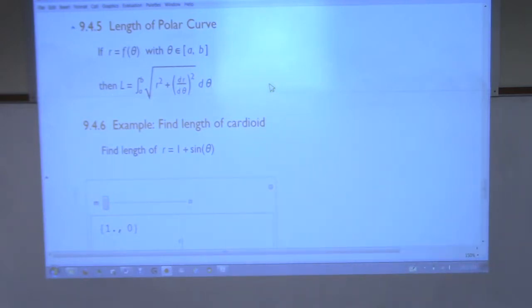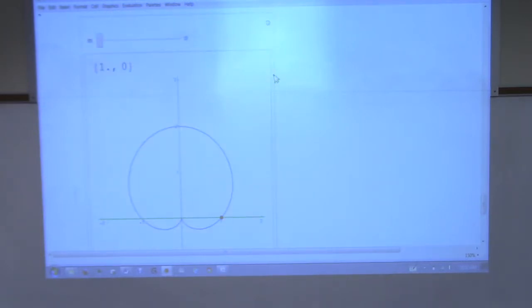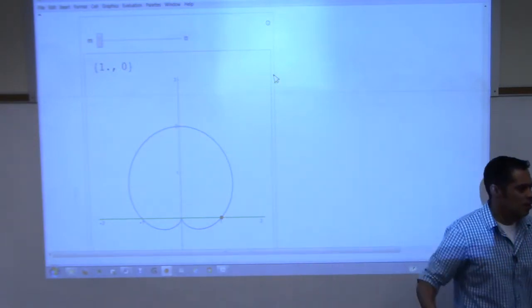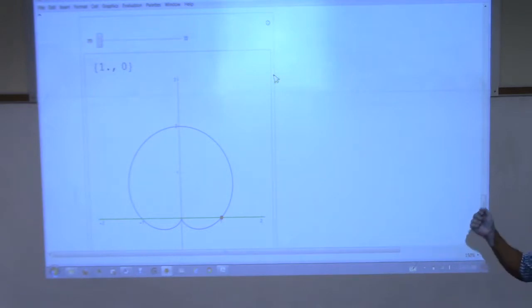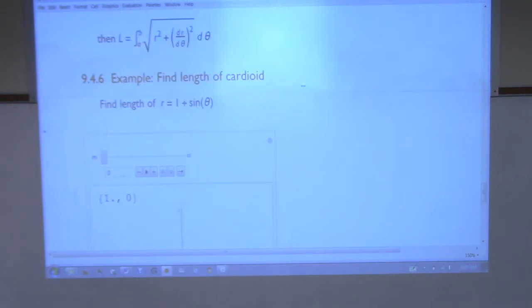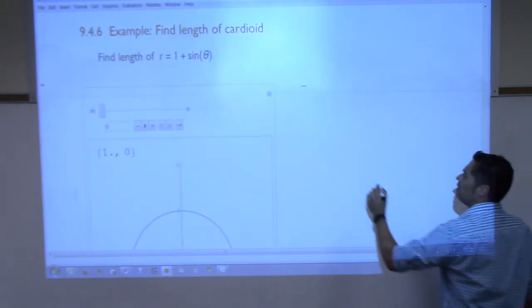So let's just set this one up. Find the length of this cardioid right here. Find its length. So if you were to draw this, draw the whole thing, take it off the piece of paper, stretch it out, how long is it? So do you remember what the angle was that drew the cardioid? It was 1 plus sine theta. Did we draw the whole thing in pi or was it 2 pi? It was 2 pi.